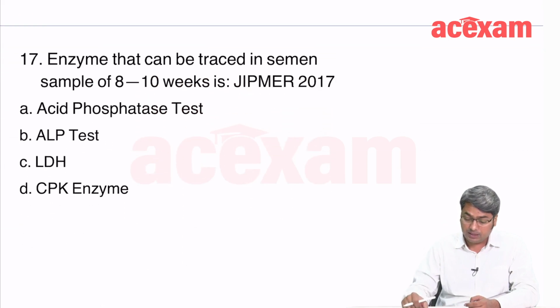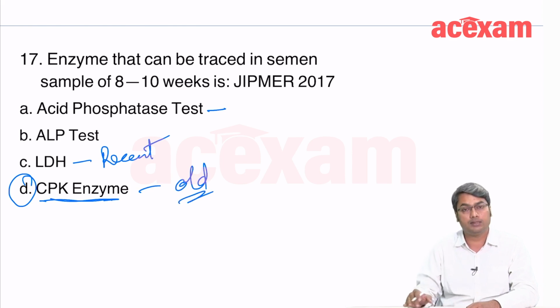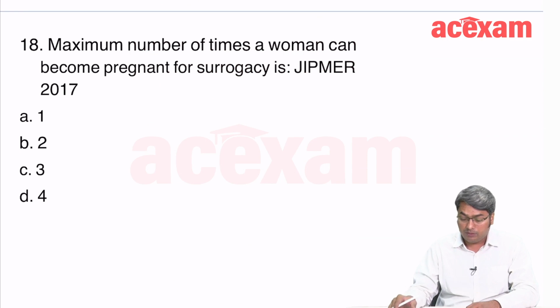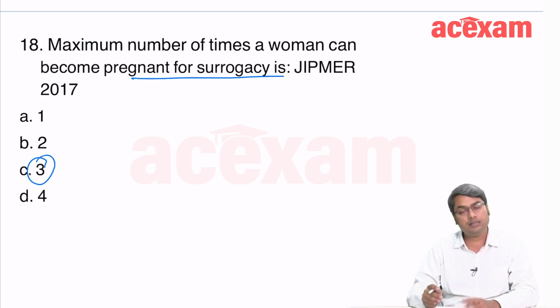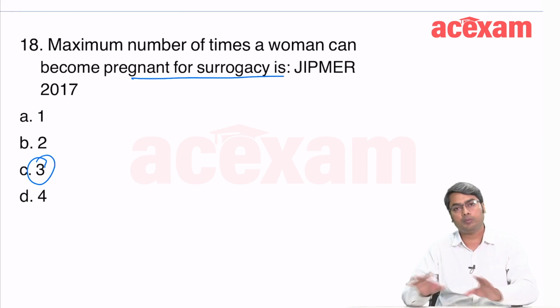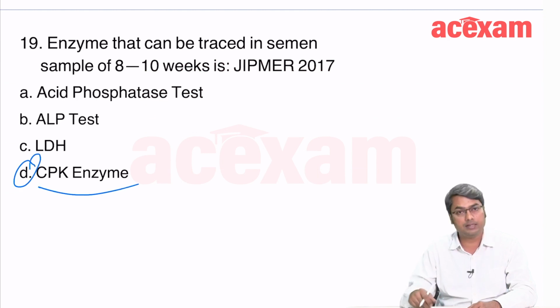Enzyme that can be traced in a semen sample of 8 to 10 weeks. In old cases, we prefer the CPK enzyme. In recent cases, the acid phosphatase and the LDH can be done, but the CPK enzyme is done in case of old cases. Maximum number of times a woman can become pregnant for surrogacy. As per the surrogacy regulation bill, the maximum number of times a female can be pregnant is 3. These topics have all been discussed properly during the lectures. Enzyme that can be traced in a semen sample of 8 to 10 weeks, this is a repeat question. As I already said, it is the CPK enzyme.